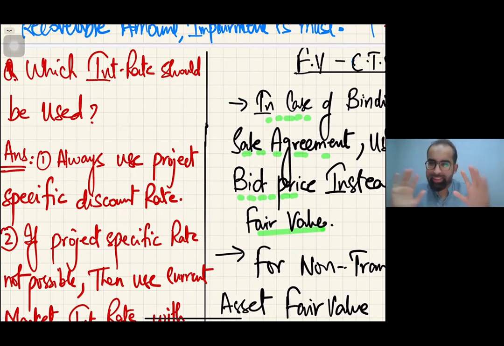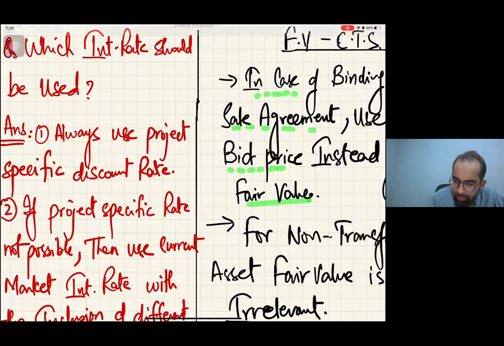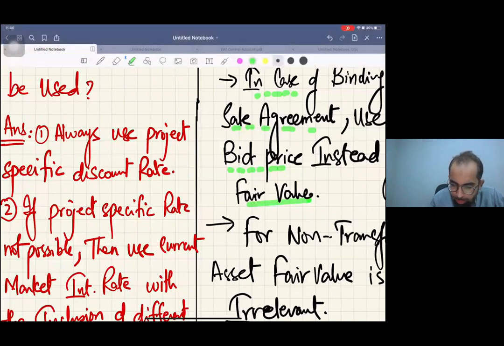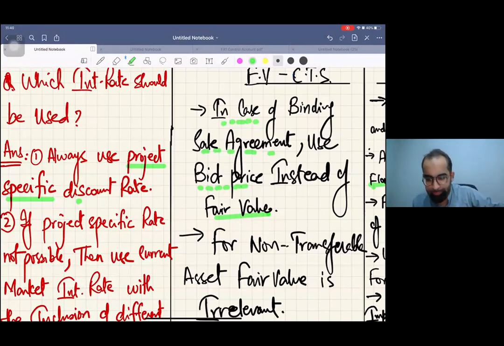So now just think, is the risk of the textile sector and cement sector the same? The answer is no. So if I'm doing impairment testing for the textile sector, the interest rate should be different. If I'm doing impairment testing for the cement sector, the rate should be different, definitely. So what is the first point? The first point is, look here, always use a project specific discount rate. The very excellent point, always use a project specific discount rate according to the project, right? If the project is highly risky, use a higher rate.